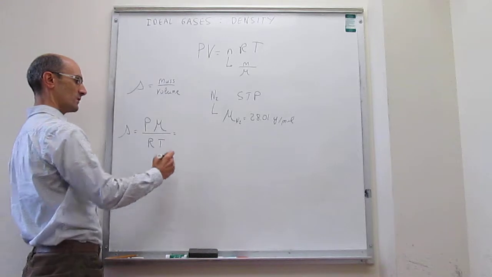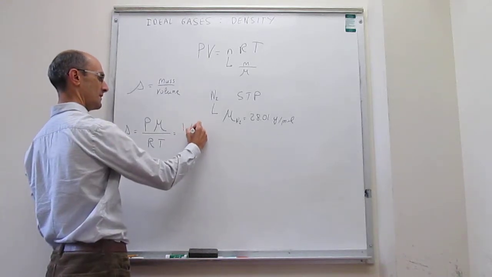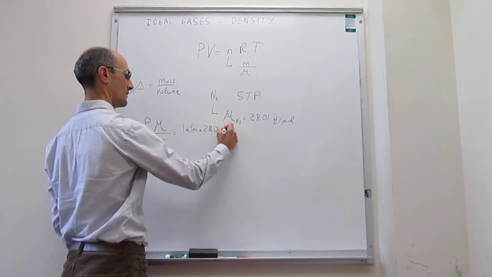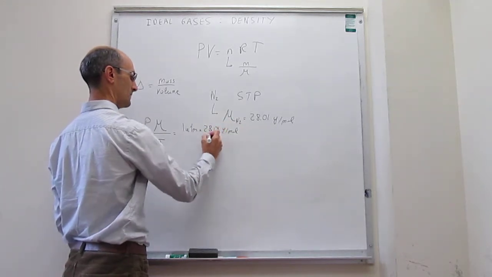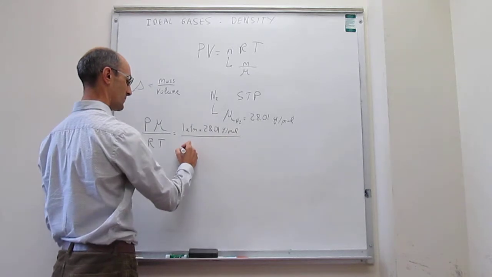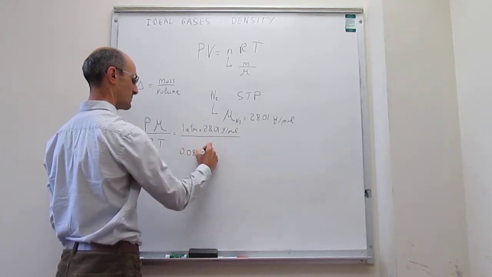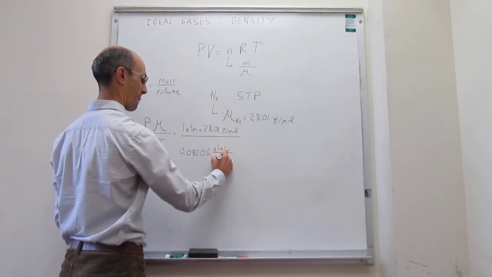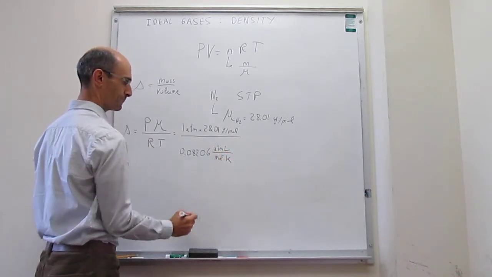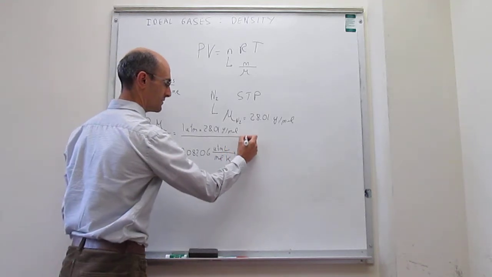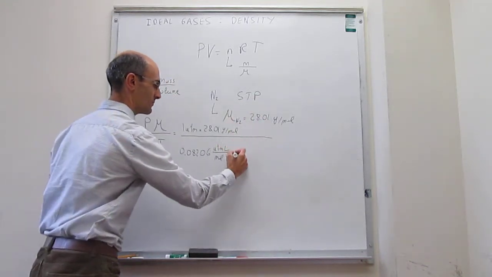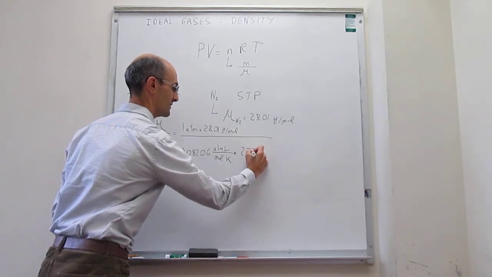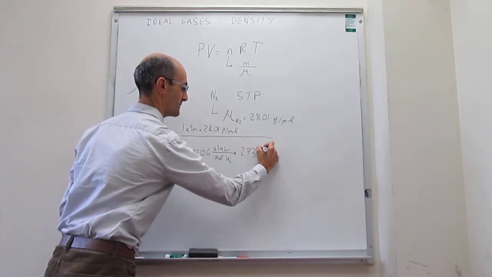The pressure is going to be equal to 1 atm at STP, then the molar mass is equal to 28.01 grams per mole. And then we divide by R, 0.08206 atmosphere liter over mole Kelvin, and then multiply by the temperature, which for STP is equal to 0 Celsius, but we have to use it in Kelvin, which is 273.15.